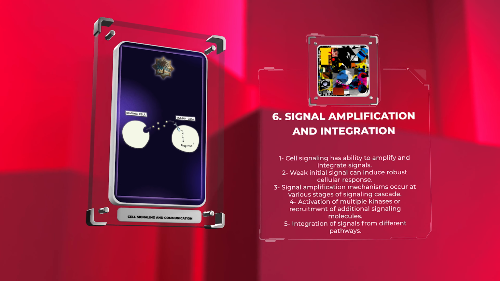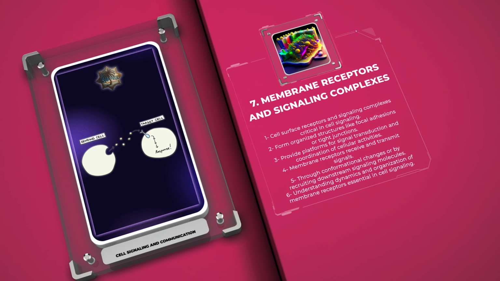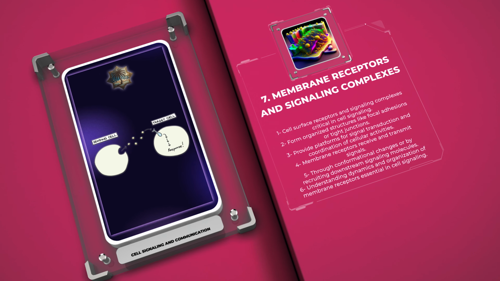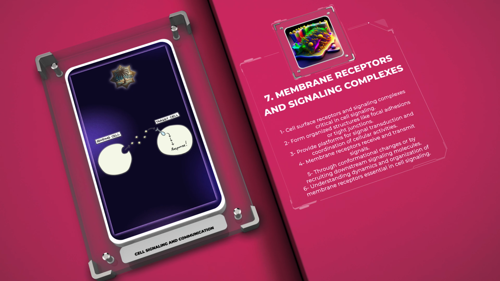stimuli. Cell surface receptors and signaling complexes play critical roles in cell signaling. These complexes can form organized structures, such as focal adhesions or tight junctions, which provide platforms for signal transduction and coordination of cellular activities. Membrane receptors not only receive signals but also transmit them through conformational changes or by recruiting downstream signaling molecules. Understanding the dynamics and organization of membrane receptors is essential for deciphering the language of cell signaling.